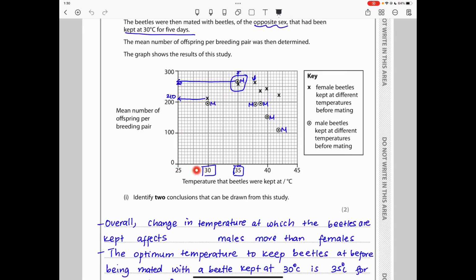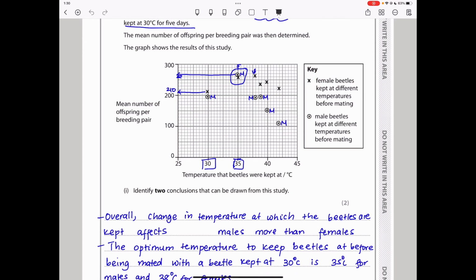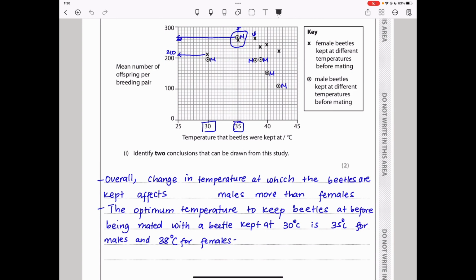In this study, we can see the vertical part is showing us the mean number of offsprings per breeding pair, and the horizontal axis we can see the temperature that the beetles were kept at. Again, remember, the temperature was varied, but the opposite sex was kept at a specific temperature, which was 30 degrees for 5 days. And here we can see X is showing us the females while this is showing us the males. So I will go to the first question. It says, identify 2 conclusions that can be drawn from this study.